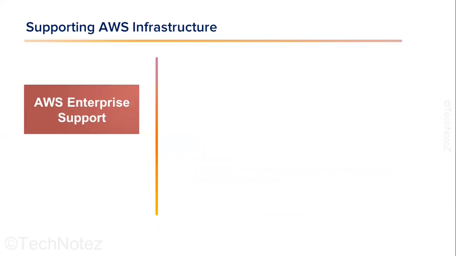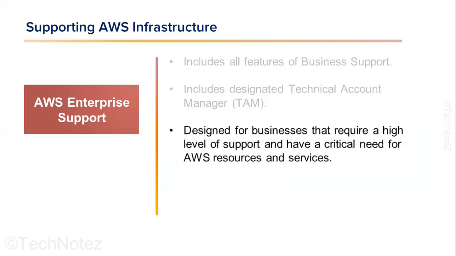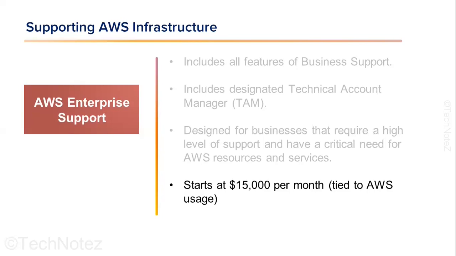Next, let's talk about AWS Enterprise Support. This plan includes 24/7 access to AWS technical support, a designated technical account manager, and access to online and in-person training, as well as other benefits such as architectural guidance, best practices, and access to AWS Trusted Advisor. It is designed for businesses that require a high level of support and have a critical need for AWS resources and services. Enterprise Support starts at $15,000 per month. The cost of AWS Enterprise Support varies depending on the level of AWS usage. It is based on a percentage of the overall AWS usage cost.